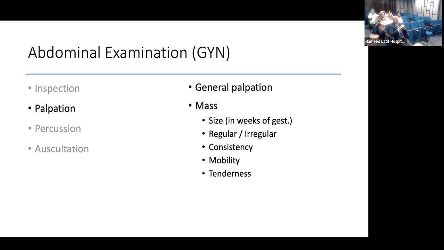And if there is a mass, then we refer to the size of the mass in terms of weeks of gestation, that it corresponds with 18 weeks of gestation, or it is a 24 weeks pregnancy size mass, which is a little above the umbilicus, and so on and so forth. Similarly, regular, irregular, it is more towards the left of the midline. Consistency, it is firm, it is cystic, and mobility from below upwards and from side to side, and if there is any tenderness. These are the 5 points which in relation to the mass ought to be mentioned.